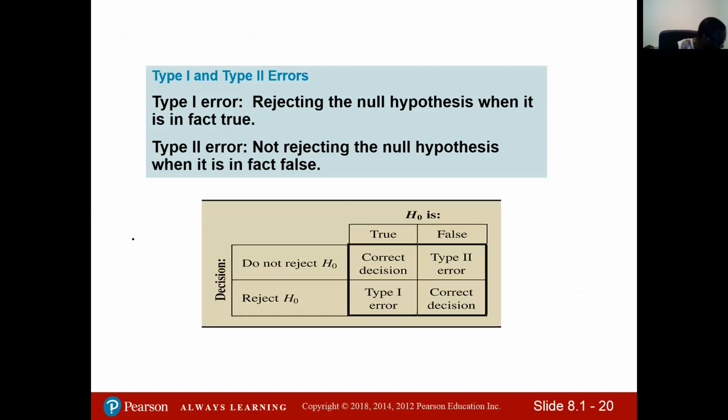Now let's go to the types of errors that occur in hypothesis testing. There are two of them. Before I go on, you know that there are people incarcerated who did not commit any crime. They are innocent people who have been jailed, and there are guilty people who have been freed. So these are errors in testing hypotheses.